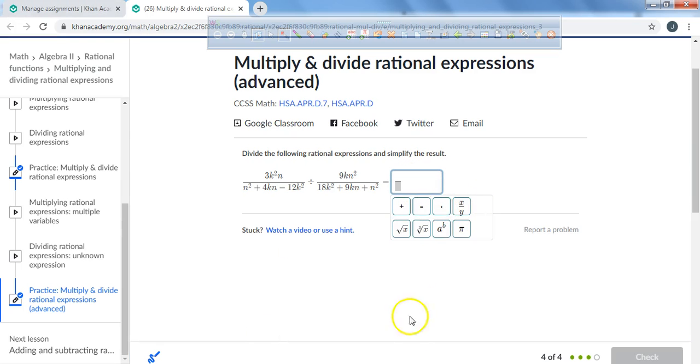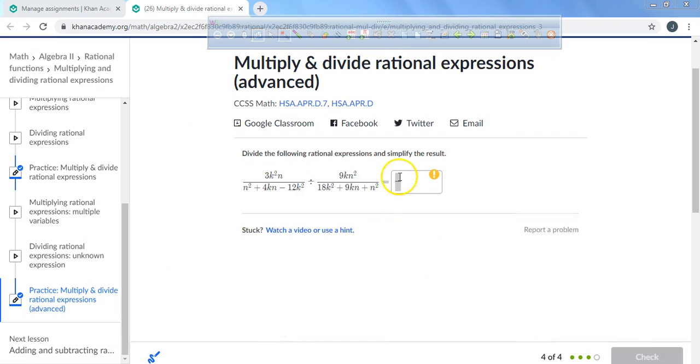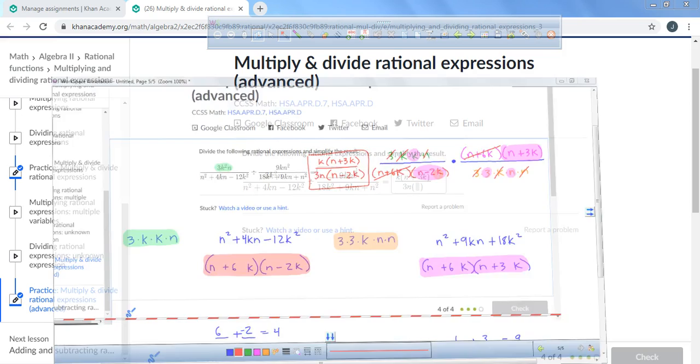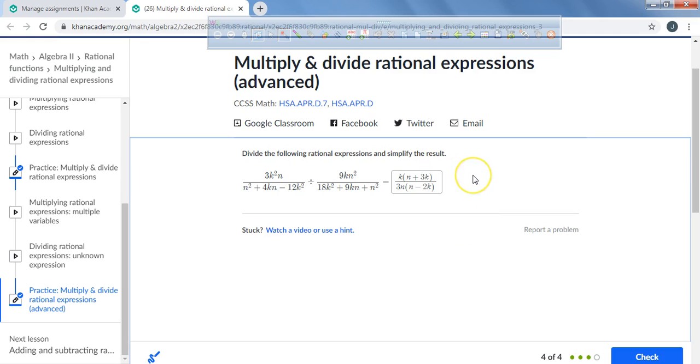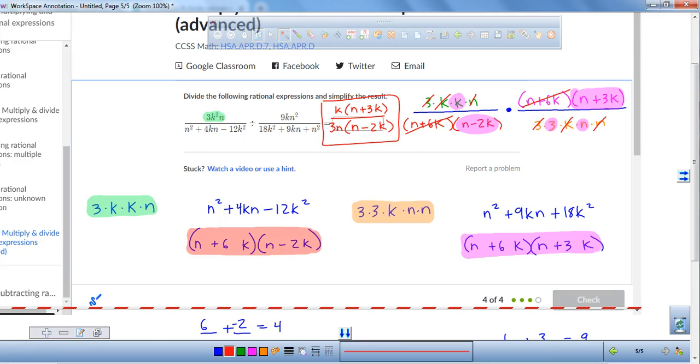Make a little fraction bar. Go back over here, look at it. K parentheses n plus 3k. Okay. All right, down here, we've got 3n parentheses n minus 2k. All right, k parentheses n plus 3k. It says simplify the result. We didn't have to expand it, so we're okay. It says we can leave it in factored form. And then 3n, n minus 2k.